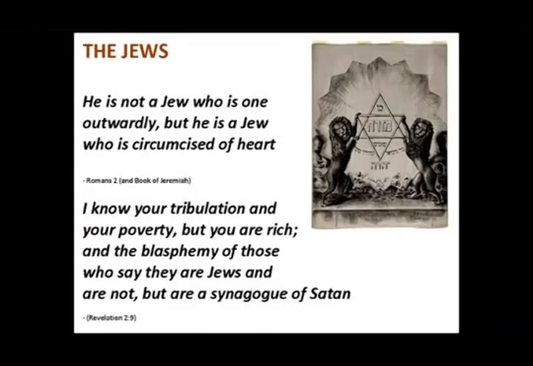In Revelation 2:9, it says, "I know your tribulation and your poverty, but you are rich, and the blasphemy of those who say they are Jews and are not, but are the synagogue of Satan." So the obelisk doubles as a symbol for Lucifer. The lion is the symbol of these Atonists.